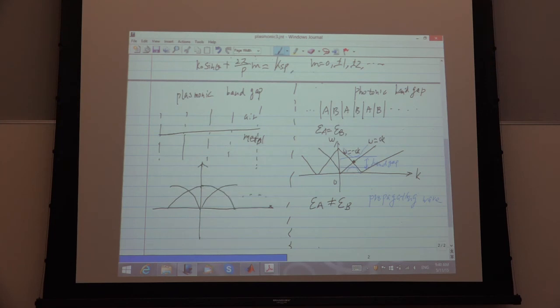Okay, at this point it is also called a standing wave. But this standing wave is very special. It's a plasmonic standing wave. Okay, this is called a plasmonic standing wave.